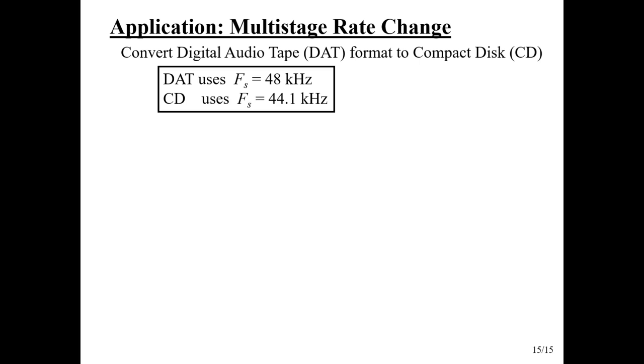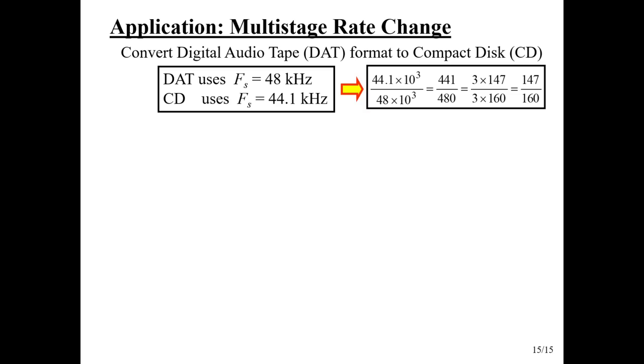So the example here is converting something that is on digital audio tape, which has a sampling rate of 48 kilohertz, to compact disc form, which has a sampling rate of 44.1 kilohertz. So suppose you recorded something a while ago, back when digital audio tape was more popular, and now you want to put it in a CD kind of format. Same sampling rate, by the way, that's used in MP3s and WAV files and things like that for typical audio application.